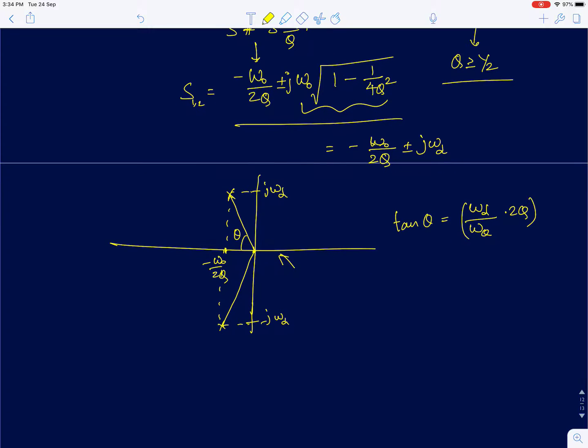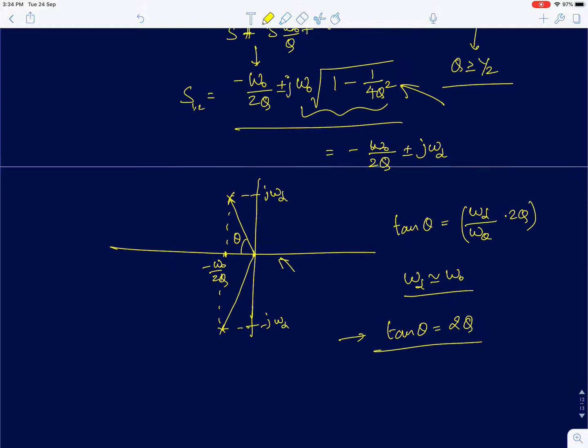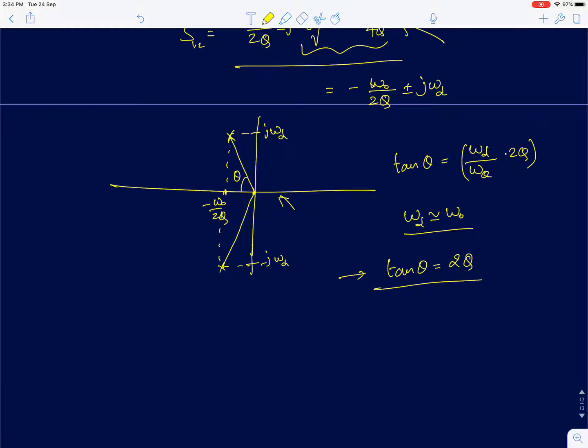Now for large values of Q, if your Q is very large, then omega d will approximately be equal to omega naught. You can see that from this expression. If Q is very large, I can ignore 1 by 4Q square compared to 1. So in that case, your tan of theta will actually be equal to 2Q, the Q of the parallel RLC circuit. And it should also make sense.